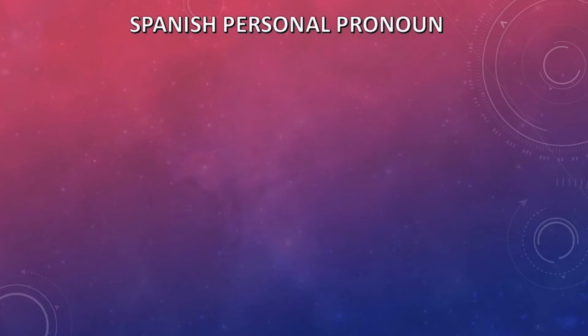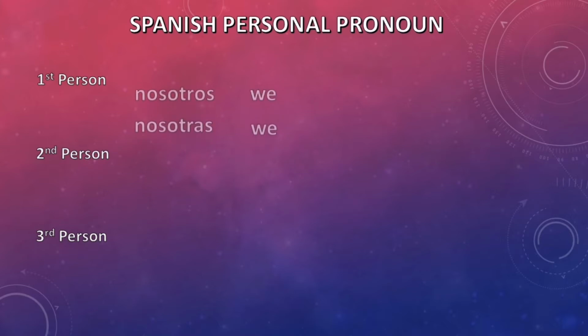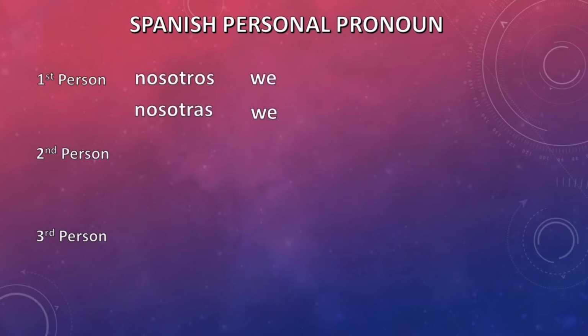For the plural form of Spanish personal pronoun, we also have first person plural, second person, and the third person. For the first person, we in English, we have nosotros and nosotras. Nosotros is used if you are referring to a group of all men, or a group that has at least one man. You are going to use nosotras if you are referring to all women.